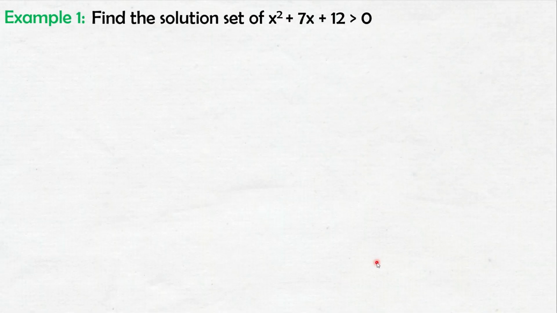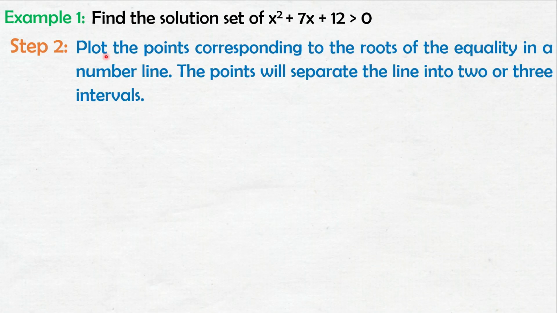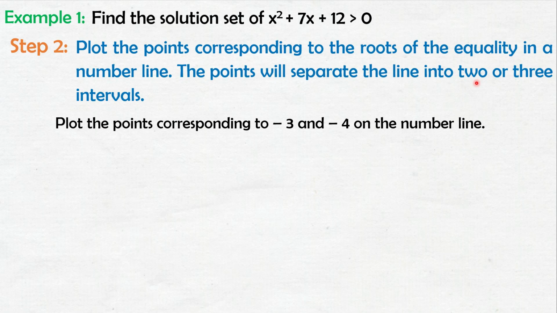And then step 2, pa-plot natin yung mga nakuha nating roots. So we plot the points corresponding to the roots of the equality in a number line. So the points will separate the line into 2 or 3 intervals. So plot the points corresponding to negative 3 and negative 4 on the number line. Nakuha nating roots, di ba? Negative 3 and negative 4.